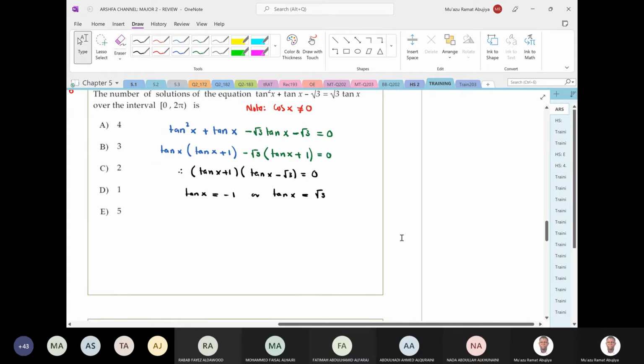So let us continue here. Here, tangent is negative. That means quadrant number what? Quadrant number 2 or quadrant number 4.